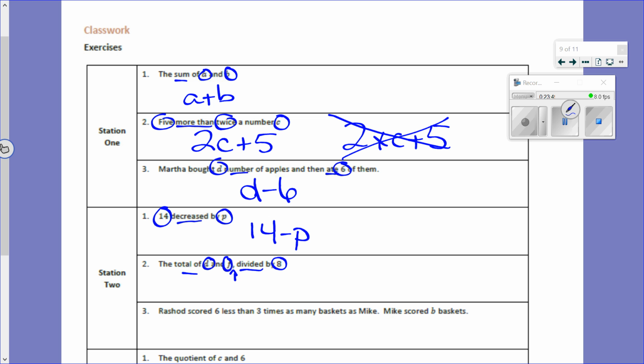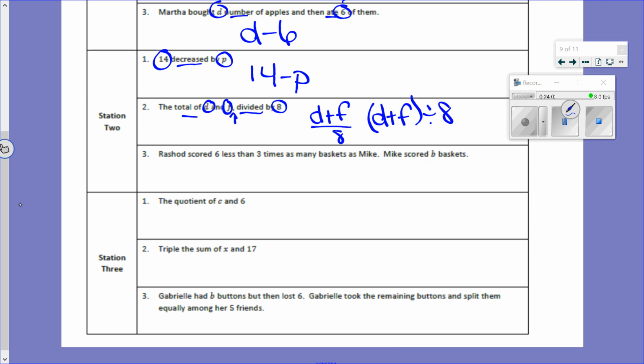That comma is actually really important. D plus F in parentheses divided by 8, or a division bar. So yes, you can do that one either way. But if you use the division symbol, you must have those parentheses.